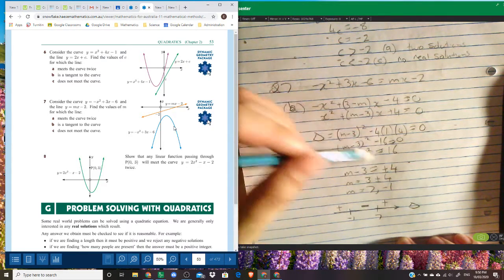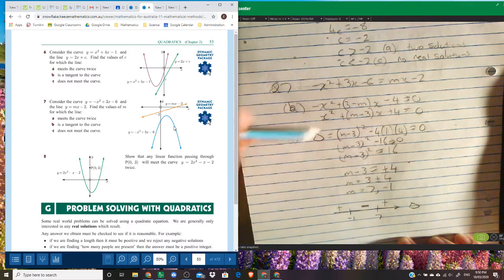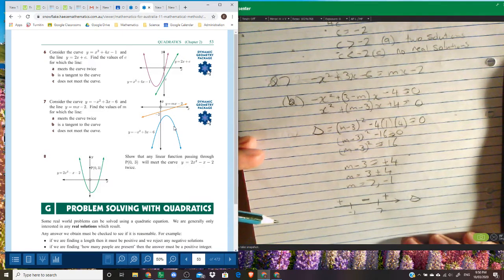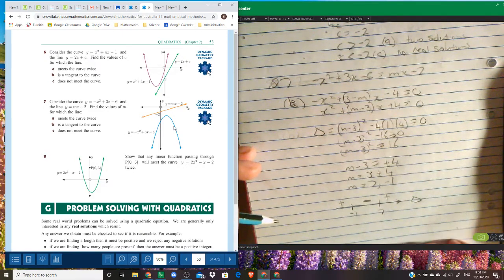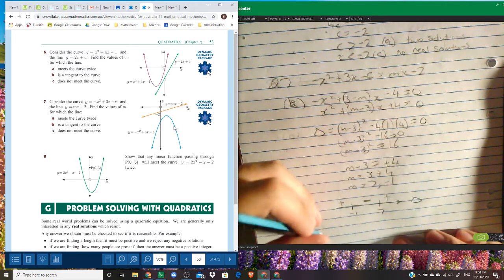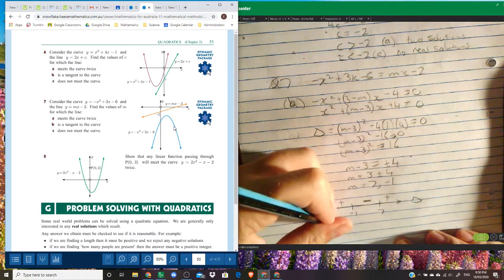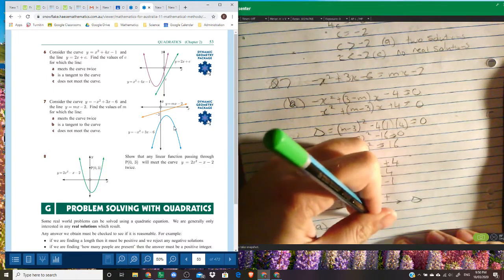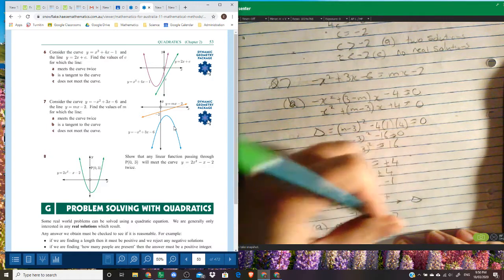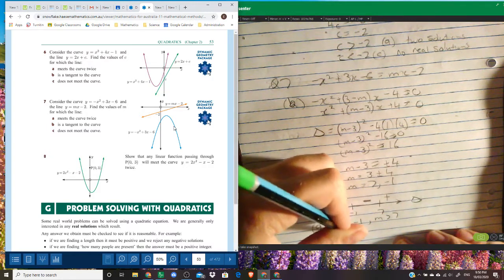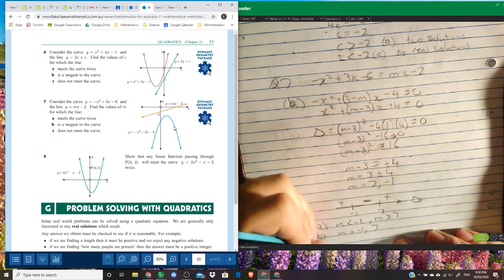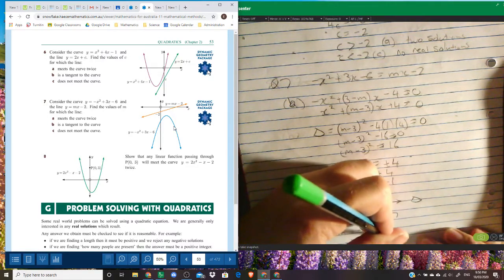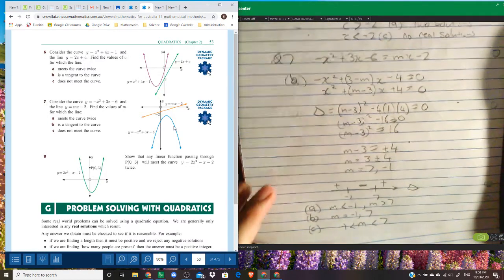Because the discriminant is a quadratic in its own right. Excuse me. So what does that mean? Okay, for part A, that means m is less than minus 1 and or greater than 7. For part B, m is equal to minus 1 or 7. And for part C, m falls between minus 1 and 7. It's easy just to think of it that way.